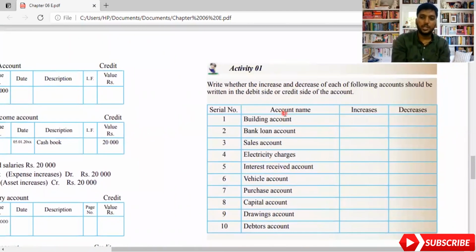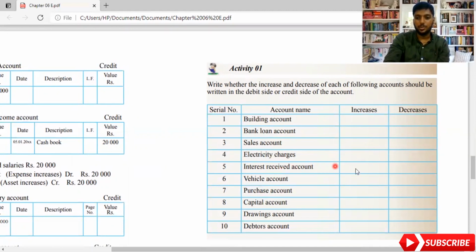Activity 1. Write whether the increase and decrease of each of the following accounts should be written on the debit side or credit side in the account. Building account is an asset account, so it's a non-current asset. Asset increases means a debit, decreases means credit. Bank loan account is a non-current liability, increases credit, decreases debit. Sales account is an income account, increases credit, decreases debit. Electricity charges account is an expense account, increases debit, decreases credit.